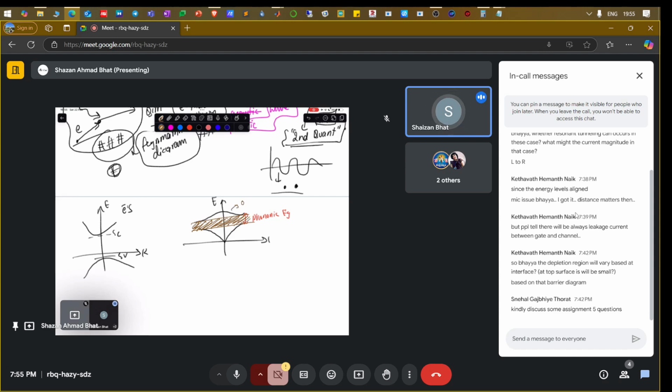And this is something called optical phonons. This is something called acoustic phonons. Acoustic phonons are of two types: longitudinal acoustic phonons and transverse acoustic phonons. Similarly, optical phonons are longitudinal optical and transverse optical phonons. But what is the difference between optical and acoustic?